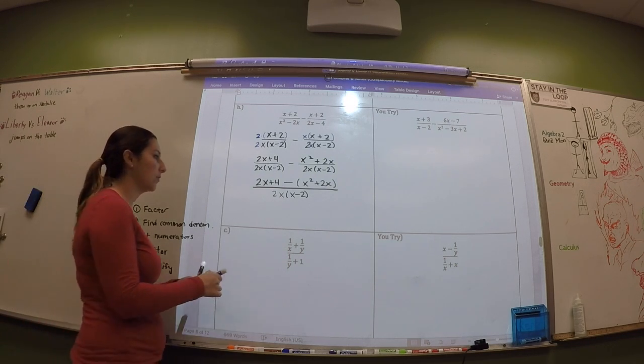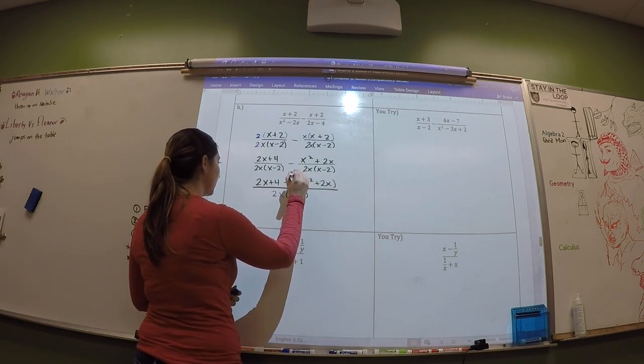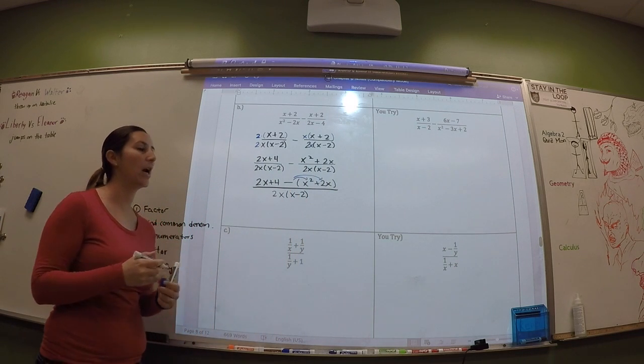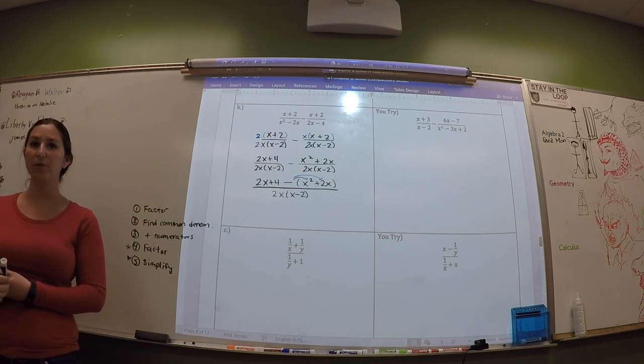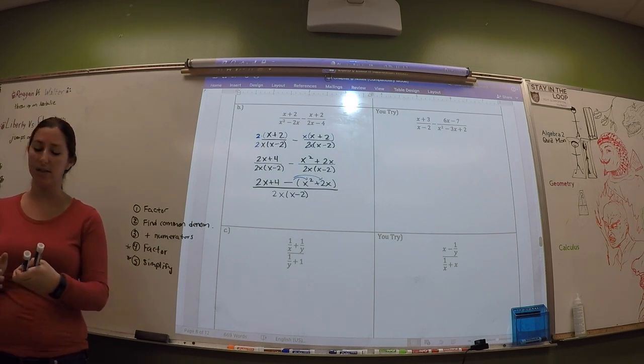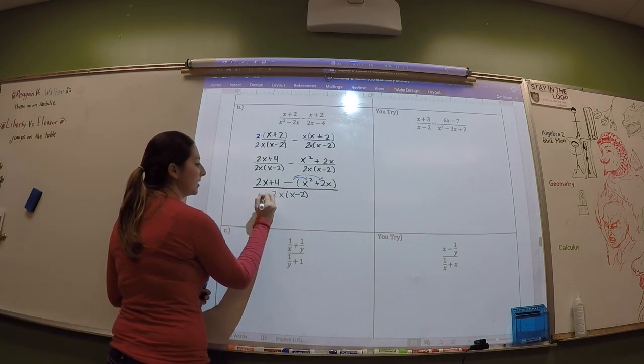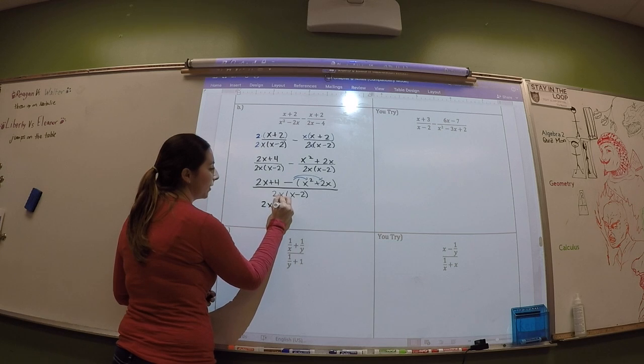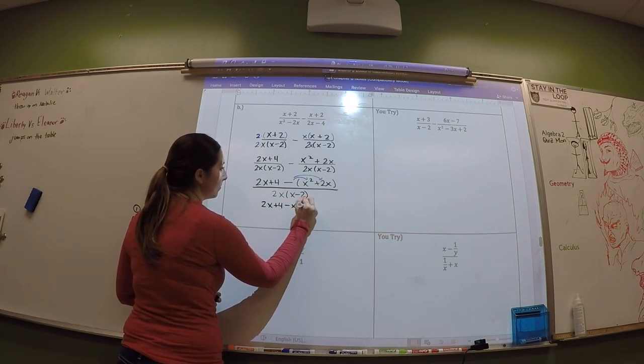Because if you don't, you're not going to distribute the negative sign, and you won't wind up subtracting all the terms. You're just going to subtract the first term, and that's wrong. You need to subtract everything that comes after the minus sign. So this is 2x plus 4 minus x squared minus 2x.